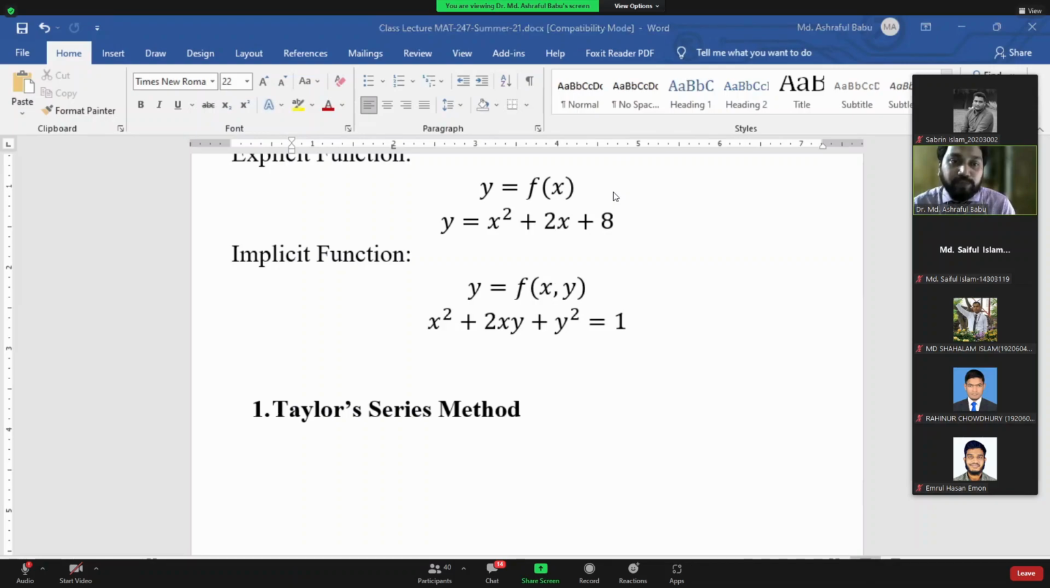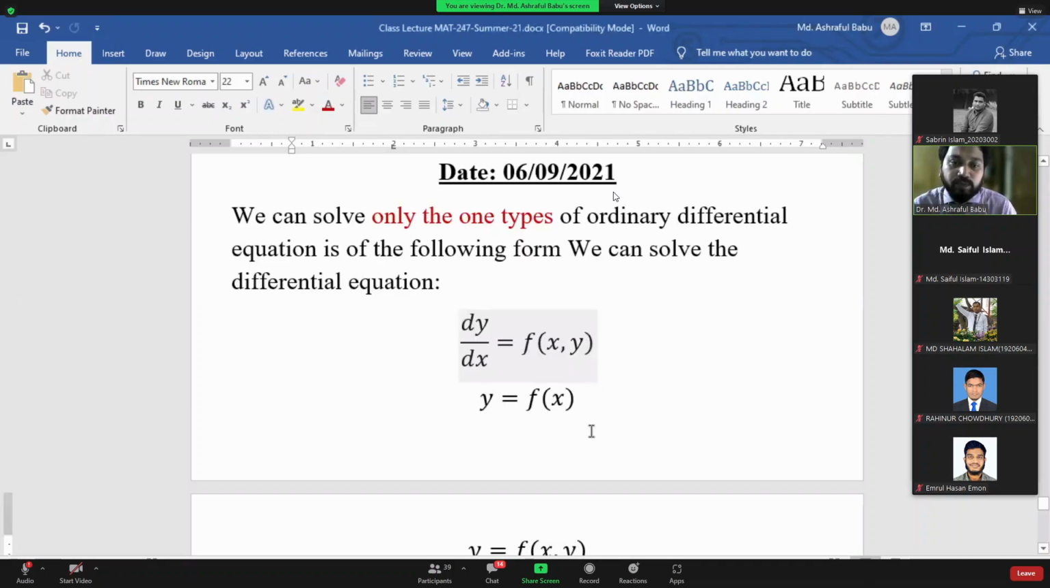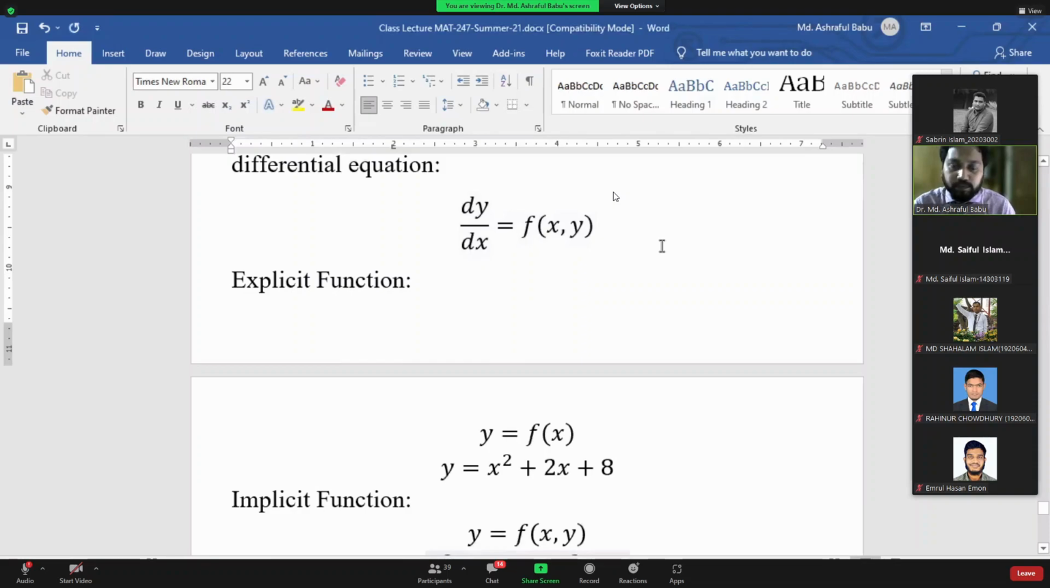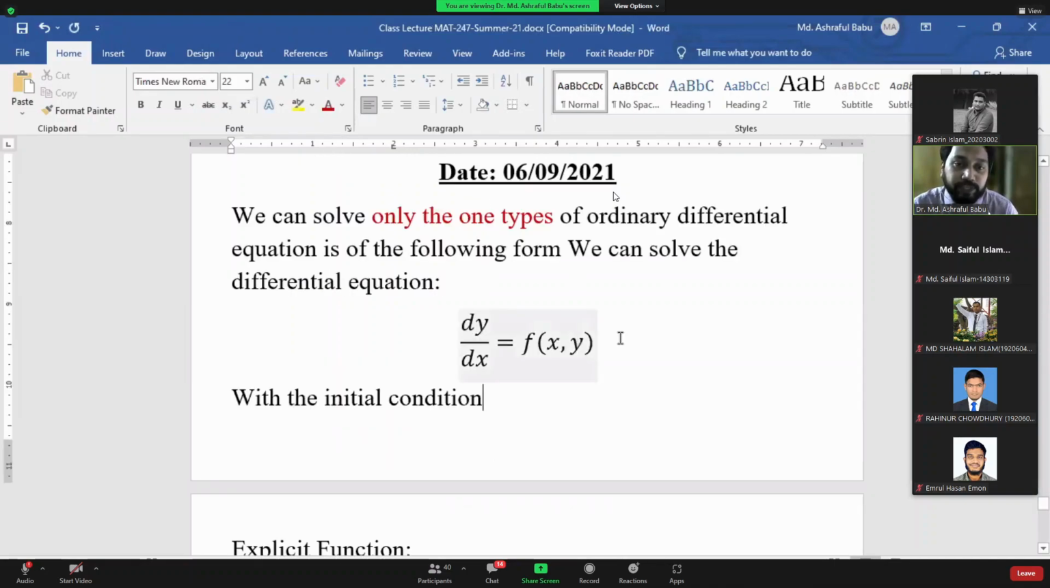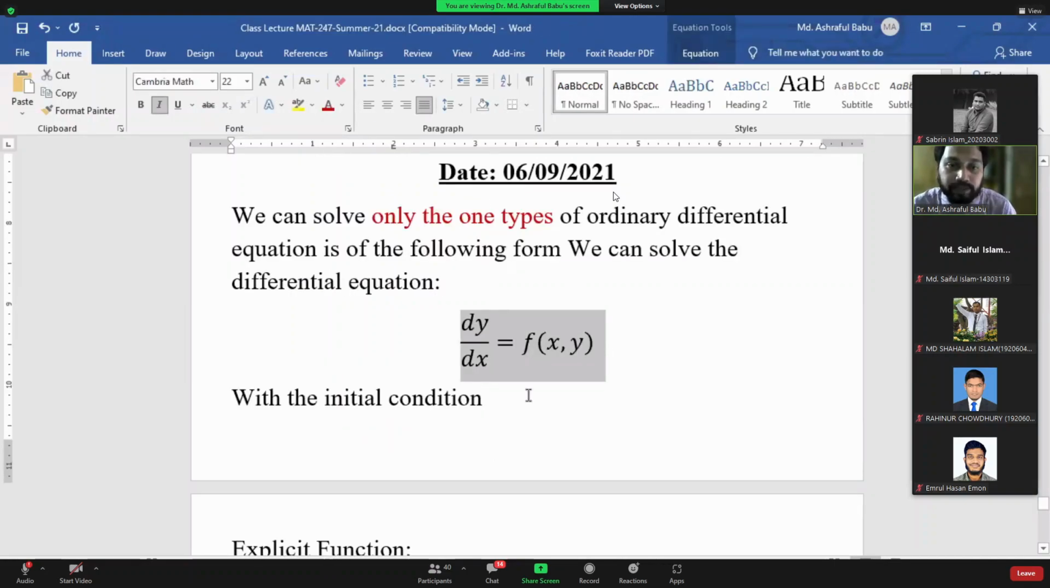So first of all, we have to talk about the Taylor series method. And another thing, for the differential equation, an initial condition will be given, not only this form. So I just erase these things and write with the initial condition. That means if you find a differential equation, it must come with an initial condition. Something you need to solve these things. That is called the initial condition, given with that differential equation.